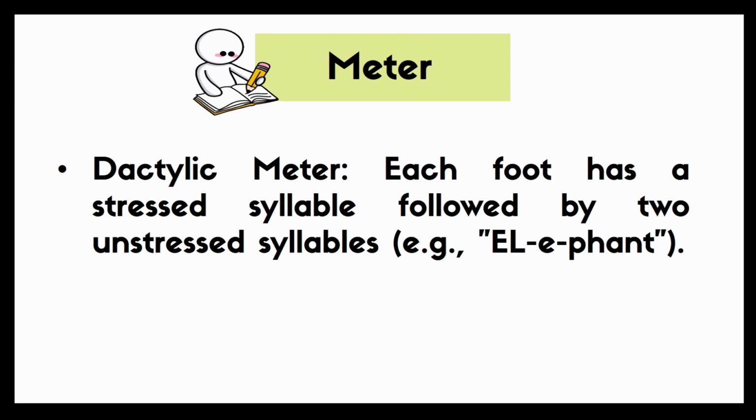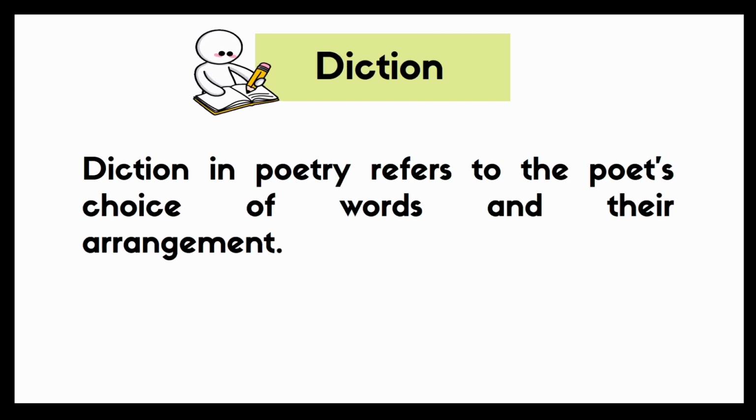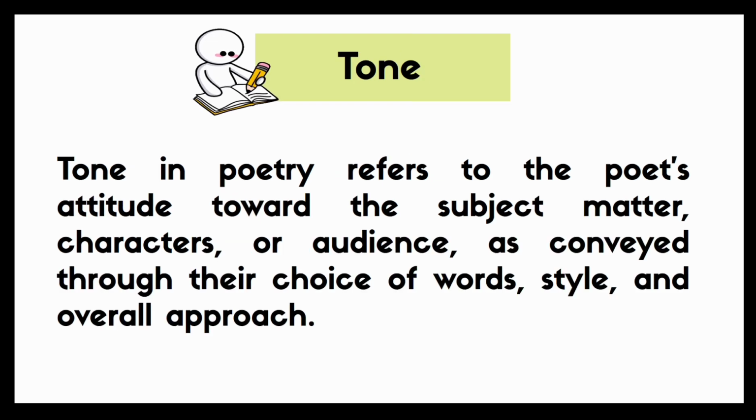The next structure element to poetry is diction. Diction in poetry refers to the poet's choice of words and their arrangement. The next is tone. Tone in poetry refers to the poet's attitude toward the subject matter, characters, or audience as conveyed through their choice of words, style, and overall approach.